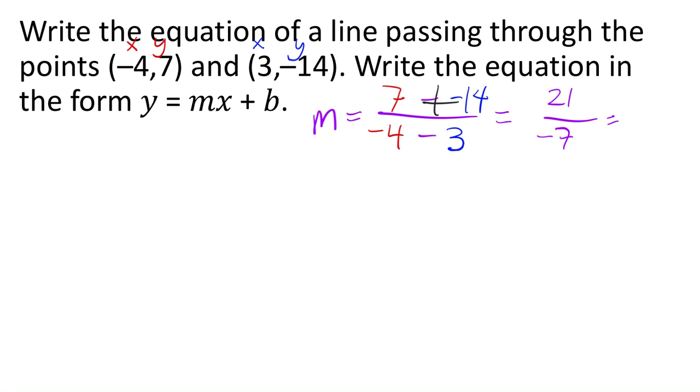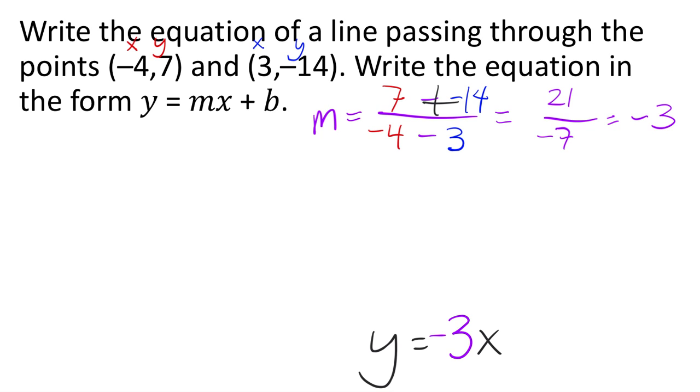And we will simplify this. 21 divided by -7 is going to be a negative. 21 divided by 7 is 3. So our slope for the equation, we can even start it right now, y equals mx plus b. The m being the coefficient, we now know is going to be -3.